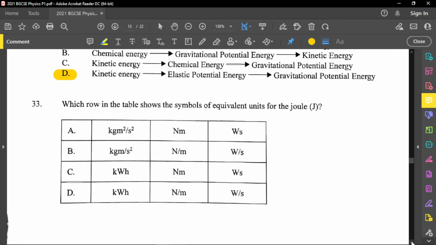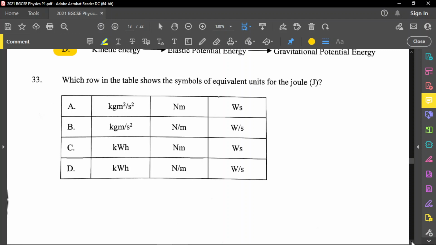Question 33 said, which row in the table shows the symbols of equivalent units for the joule? So what is a joule equal to? Let's just quickly run through them. In option A, watt second is a joule, Newton meter is a joule, but kilogram meters per second squared is not a joule. So that is wrong.